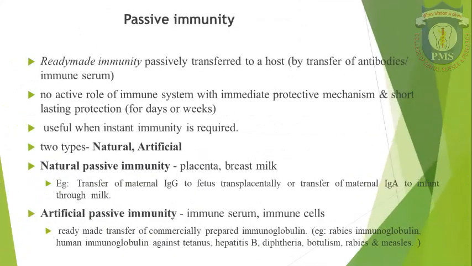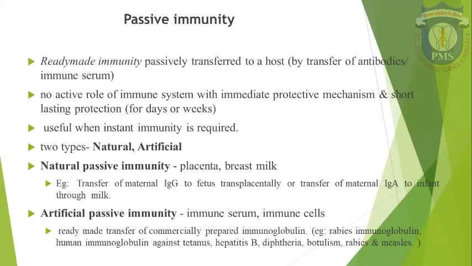Next we will discuss passive immunity. Acquired immunity is of two types, active immunity and passive immunity. Passive immunity is a ready-made immunity passively transferred to a host by transfer of antibodies or immune serum. There is no active role of the immune system, with an immediate protective mechanism and short-lasting protection. It is useful when instant immunity is required. This is of two types, natural and artificial.